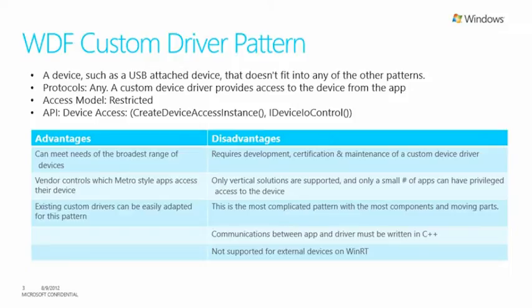It supports the restricted access model, so you can do a vertical app. You can know that your app is the only thing that can talk to your device. At least in the Metro world, desktop apps can still potentially access your device. But it only supports that pattern. So if you wanted to have multiple applications that can talk to your device, you can't do that through this pattern. The other advantage is if you already have a Windows 7 solution that uses a custom driver, that driver is probably pretty easily adaptable to this pattern.